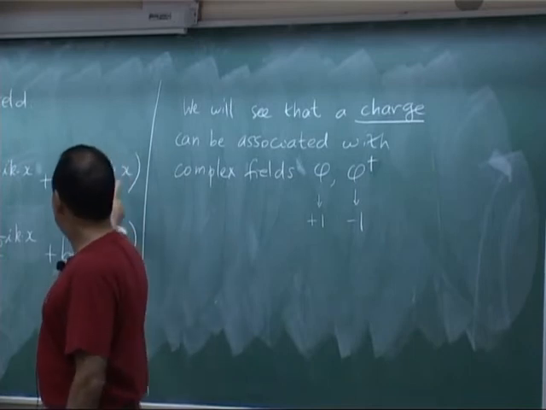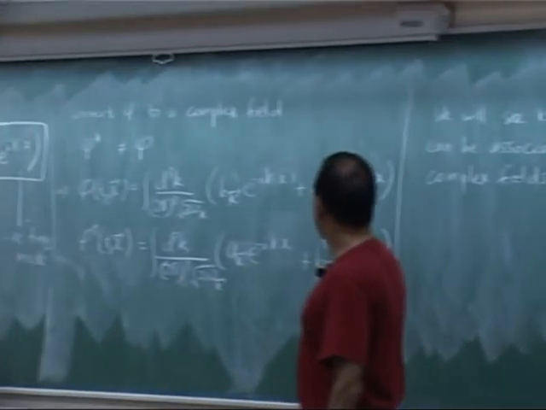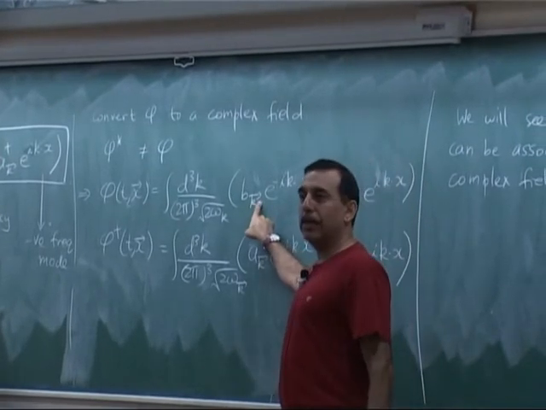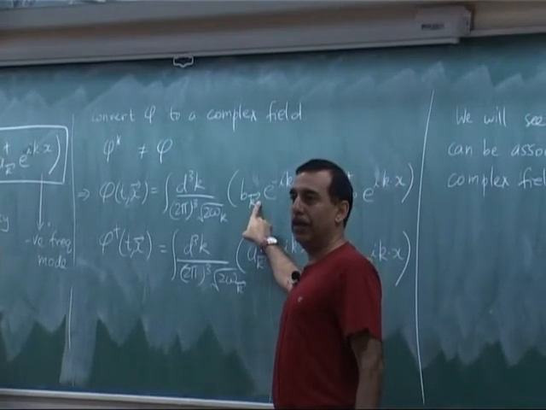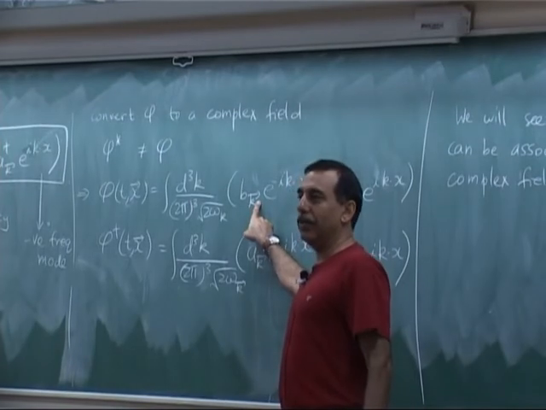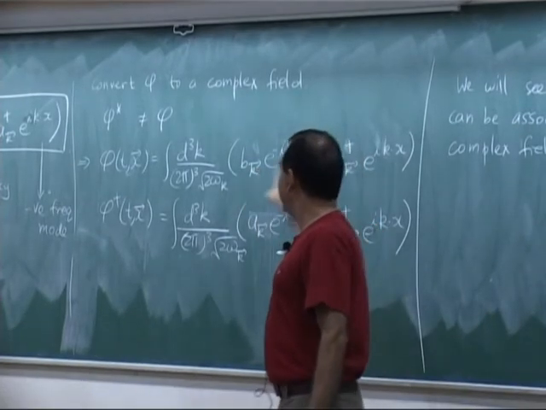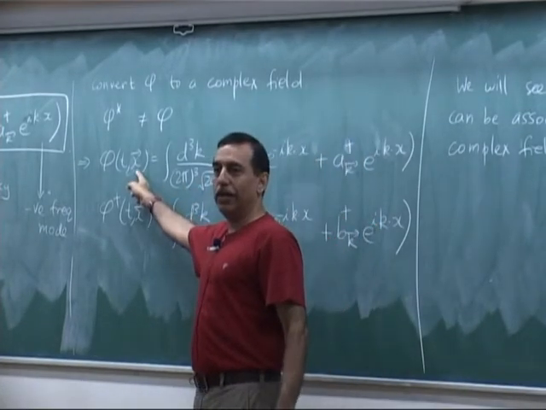Not only that, now look at the first line. This creates the particle of charge plus 1. This destroys the particle of charge minus 1. In both cases, what happens to the net charge of the state? It increases by plus 1 in both cases. That's consistent with the fact that this has a charge of plus 1.